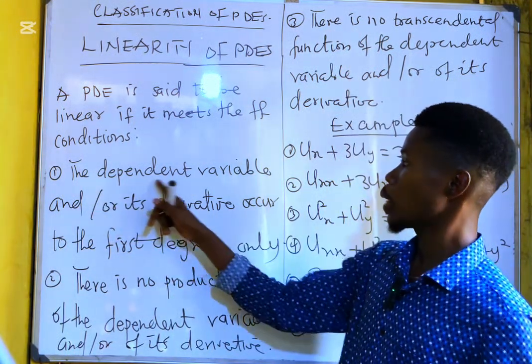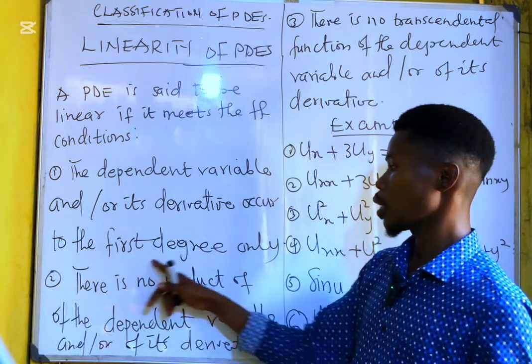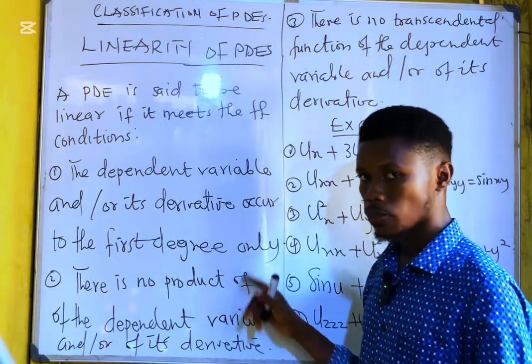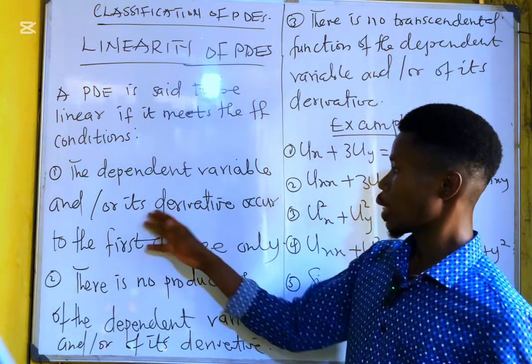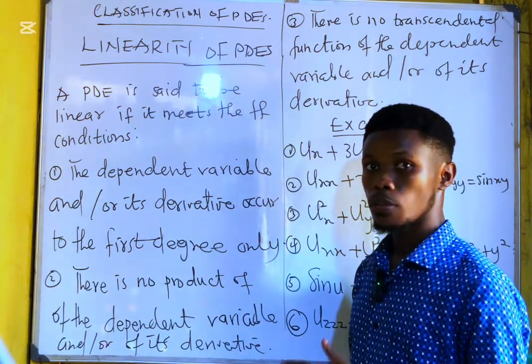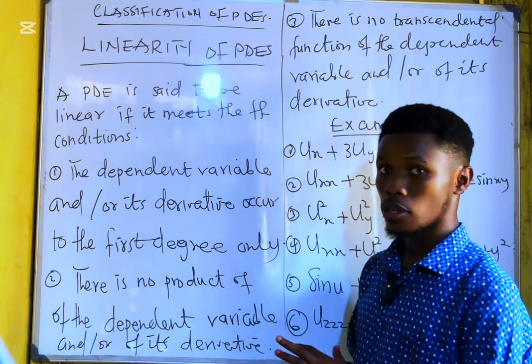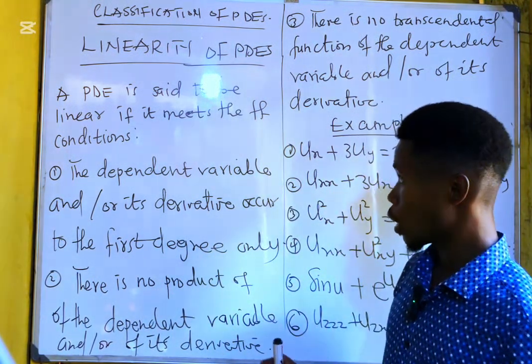Okay. One, and here everything is going to be focused on the dependent variable. Nothing has to do with the independent. So one, the dependent variable and or its derivative occur to the first degree only. So if the dependent variable does not occur to the first degree only, it becomes, how do you call it?